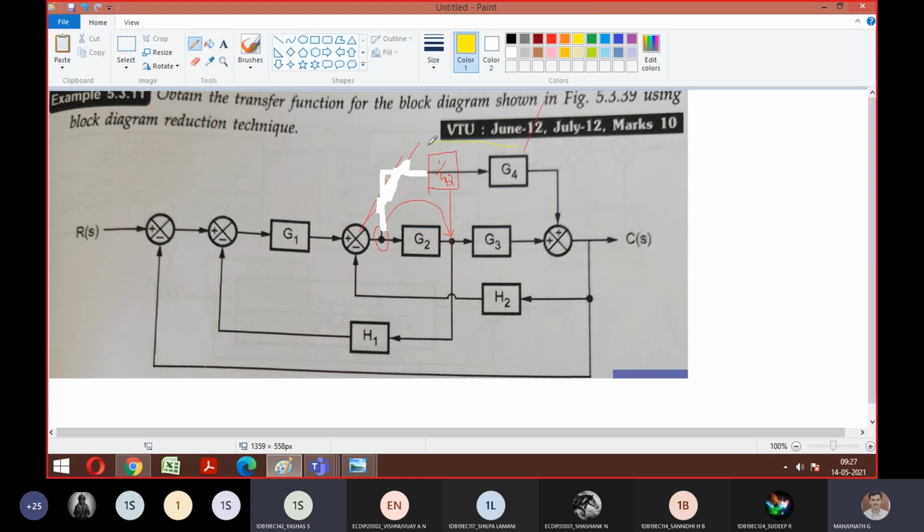Cascade, sir. Good. So you can see here 1 by G2 and G4 are going to be cascade. So it means we can make it into one block. So then what is the next step? Parallel. Good. So this one block and G3 becomes parallel. So I hope everyone is understanding what we're doing. Yes, sir.